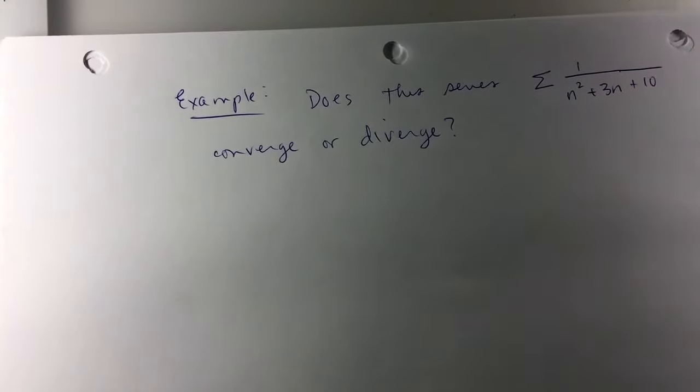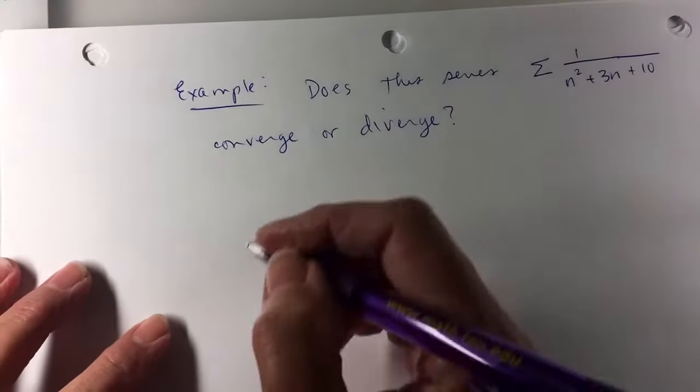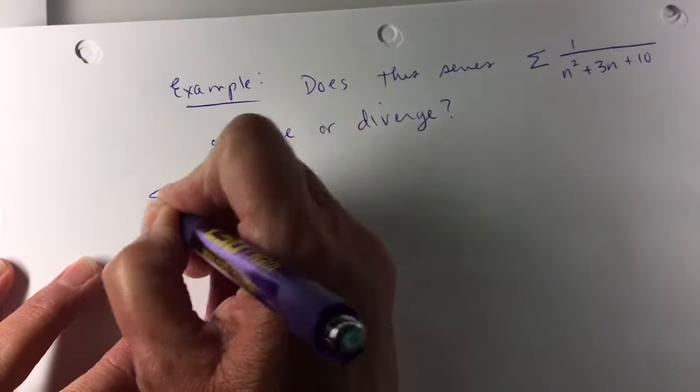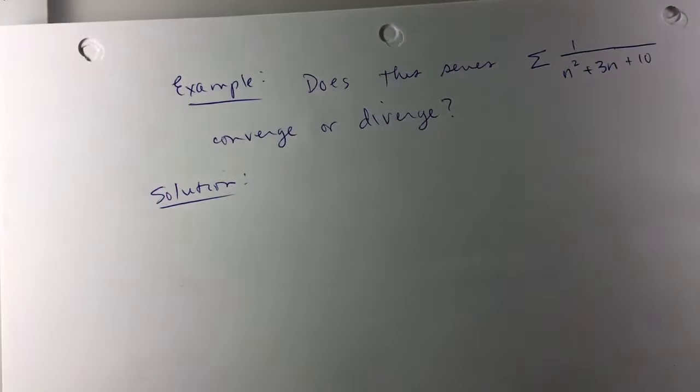So I have this problem. I want to know if this series converges or diverges. And I'm looking at it. And the first thing I'm thinking of in my head is about the dominant terms in the numerator and the denominator. And what I mean by dominant term is the term that determines the degree.